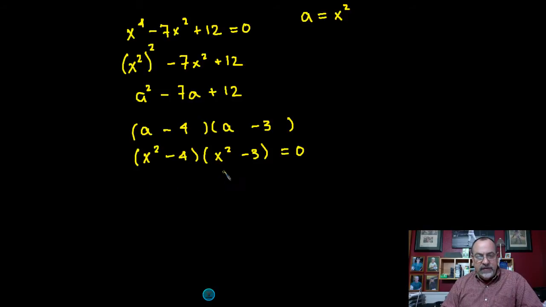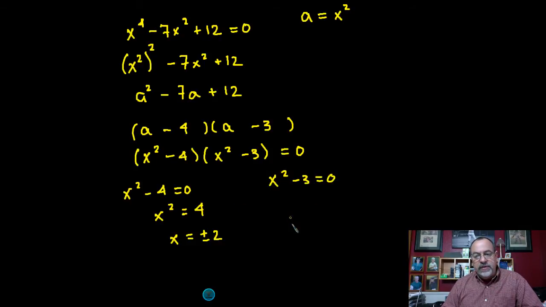And again, these are now quadratics without a linear term, which I can solve by extracting the square root. So I want x squared minus 4 to be equal to 0. So I simply move that to the other side and then take the square root. So I get plus or minus 2. And then I do the same thing here: x squared minus 3, I want it to be equal to 0, so x squared is equal to 3, so x would be equal to plus or minus the square root of 3.